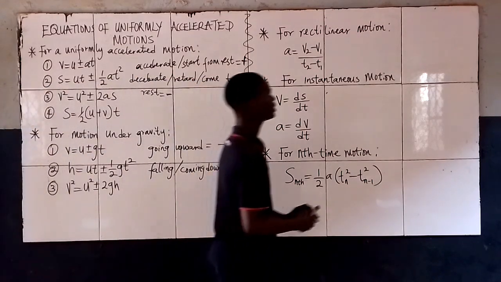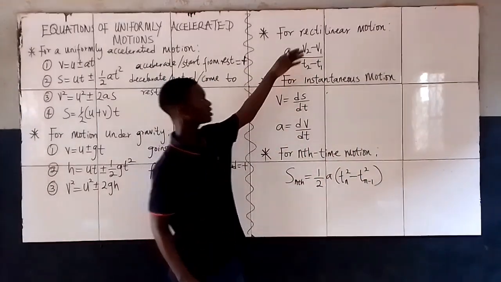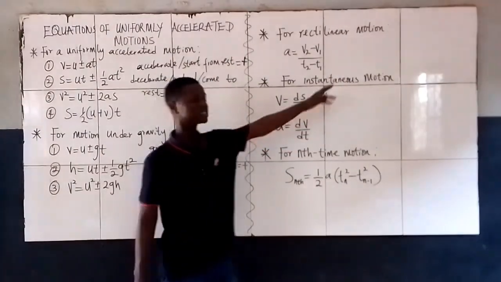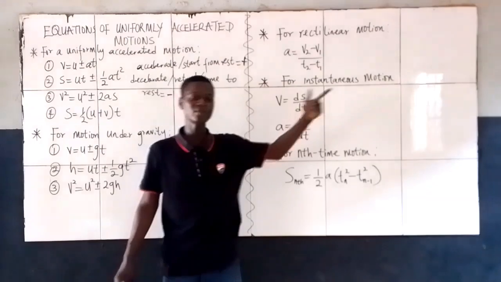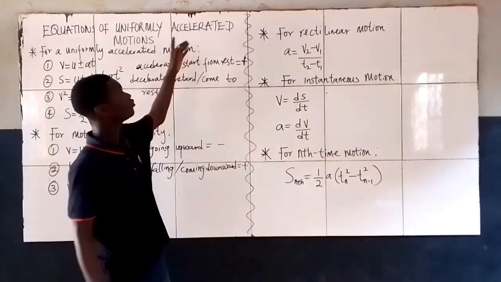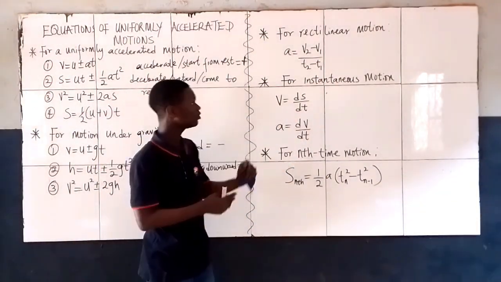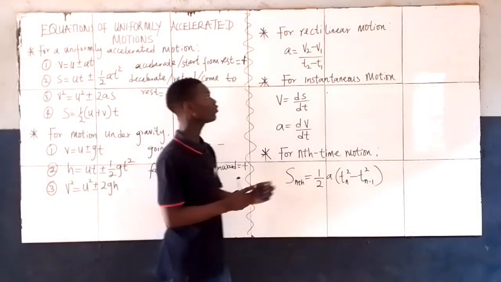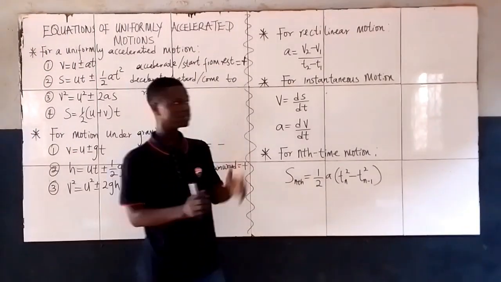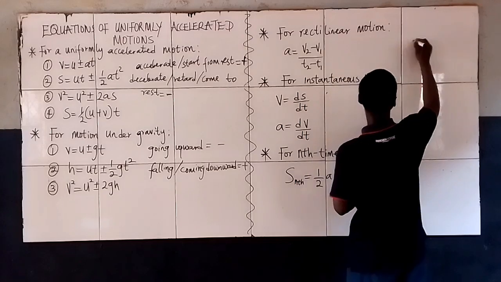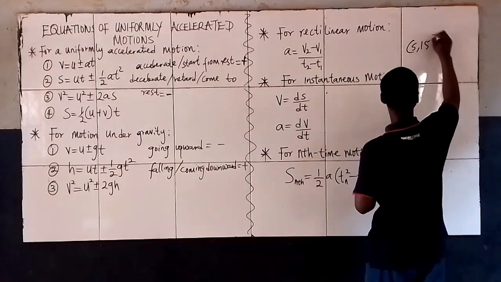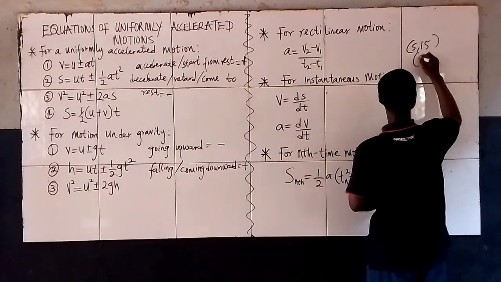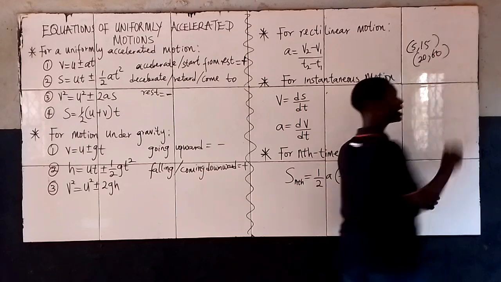So guys, the next one is the set of formula for what? Rectilinear motion, instantaneous motion, and nth time motion. It's called uniformly accelerated motion because there are different types of motion the body can undergo under uniform acceleration. So for rectilinear motion, what will be given is something like this. You see something like, let's say (5, 15), (20, 60). Guys, this is what they'll be giving us.